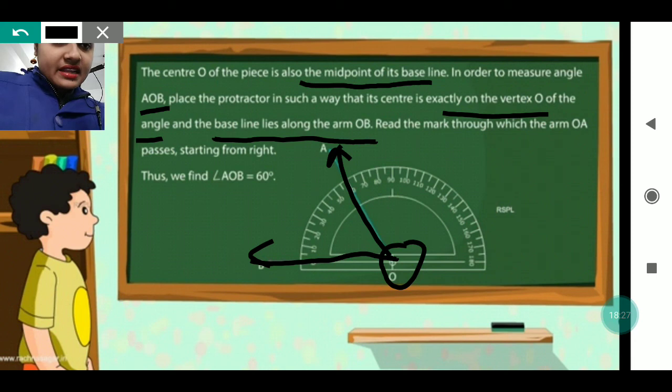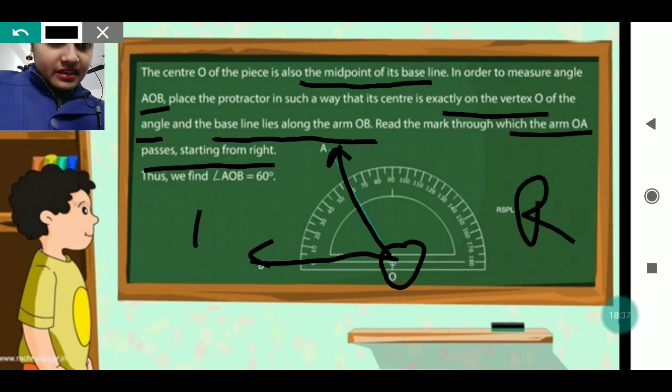After that, read the mark through which the arm OA passes, starting from the right. From the right side, this is the right and this is the left, you will see till where it is marked, from O to A and from O to B. So it is on which? It is on 60 degrees. We are seeing that it is on 60 degrees.